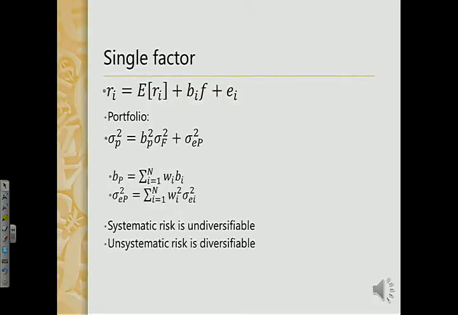To simplify, these slides look at a single factor. All assets' return can be expressed as expected return plus Bi F plus Ei. A portfolio includes N assets. Weight of asset i is Wi. It is easy to get the variance of the portfolio. Bp is the average of Bi. It is undiversifiable, but sigma Ep squared tends to zero when N is large, so unsystematic risk is diversifiable.